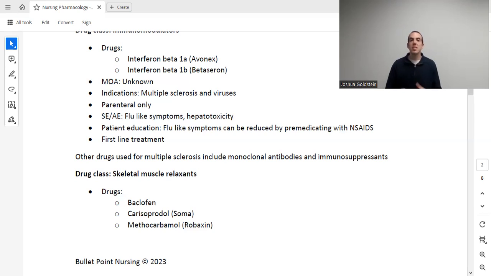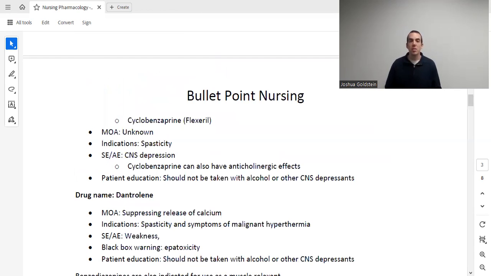Moving on from a few of these diseases as we continue our discussion on neuromedications, next we're going to talk about skeletal muscle relaxants. These are relatively commonly used drugs, baclofen, cyclobenzaprine, and a few others. Mechanism of action is not 100% understood on how they work, and each of these do work a little bit differently. What do we use it for? We use it for spasticity, and we use it off-label for a few other indications.